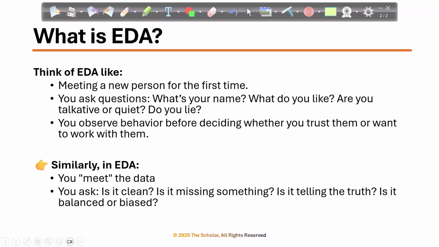Now, some more understanding. Think of EDA like meeting a new person for the first time. You ask questions like, what's your name? What do you like? Are you talkative or quiet? Do you lie? You observe the behavior before deciding whether you trust them or want to work with them, right? Same goes with data as well. When you get the data, you have to ask questions from the data, right? What type of data are you, what all columns you have, which columns are important? So we have to ask a lot of questions on the data set so that we understand the data. And once we understand the data, then we'll start working on that data, right? So that is the idea.